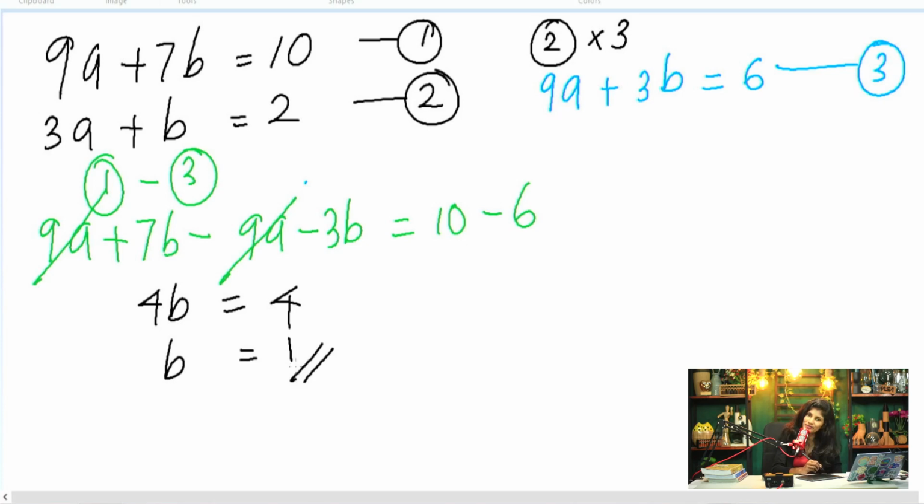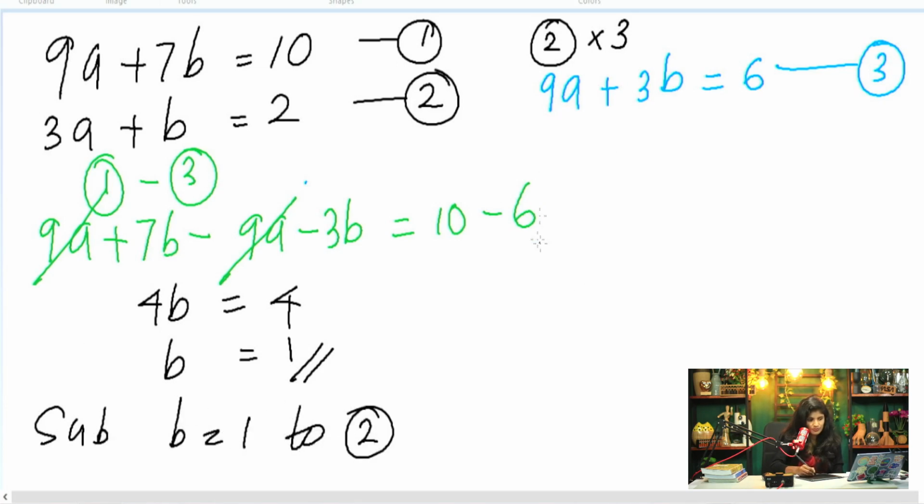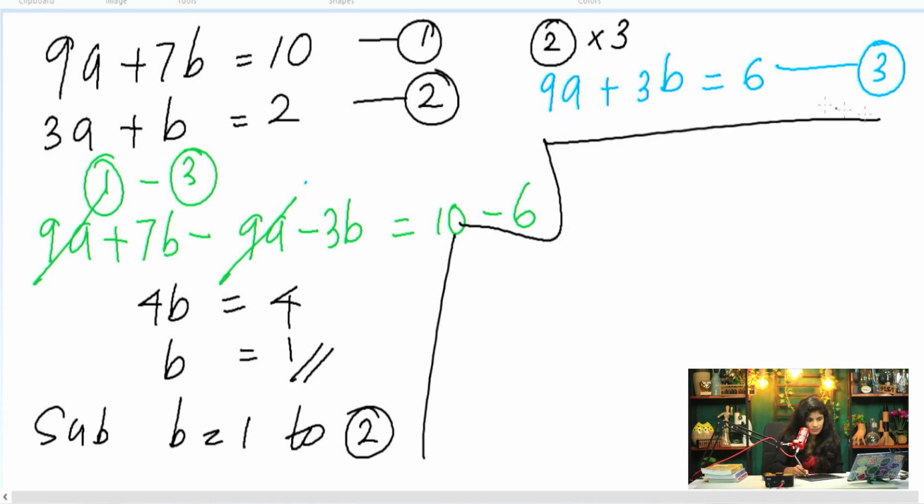Now I can substitute the value of b into any of the equations we have, either 1, 2 or 3, to find the value of a. So I will use equation number 2, that is easier. Substituting b equals 1 into equation number 2. So I am carrying the equation here. I will write equation number 2.